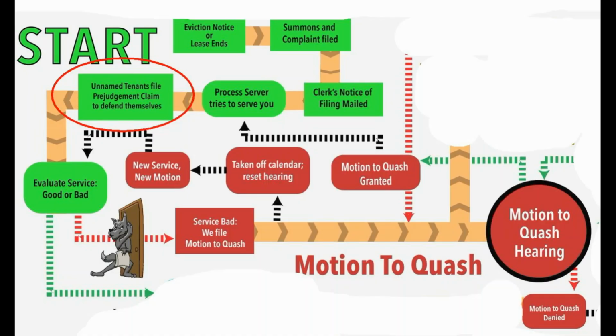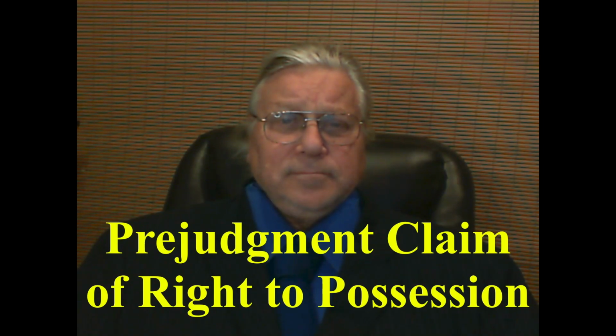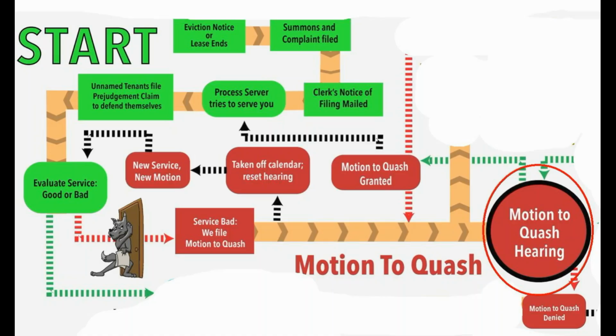If you weren't even named in the case, you can join in by filing the prejudgment claim, followed by your motion to quash. The motion to quash hearing is usually a week or two later. The landlord may file a response to it. You don't even attend the hearing, but check on the results later.